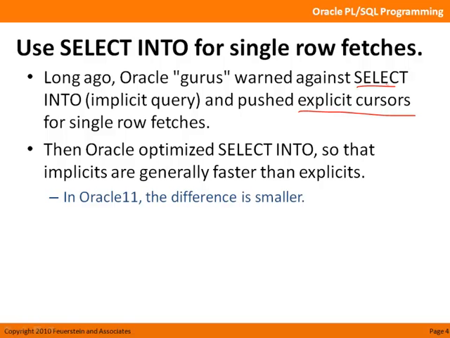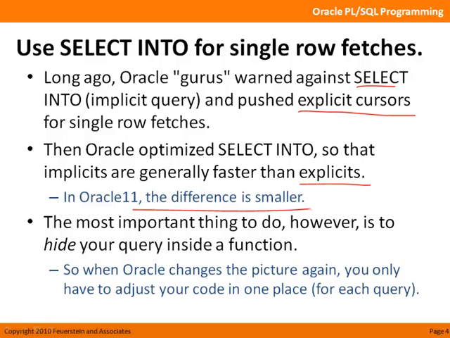Oracle has optimized SELECT INTOs so that in general they are faster than doing single row explicit cursor fetches. Now, it's true that in Oracle 11 the difference between the two is quite small. In Oracle 9 and even Oracle 10, you'll see much more of a difference, perhaps 20% faster to use SELECT INTOs versus using explicits.